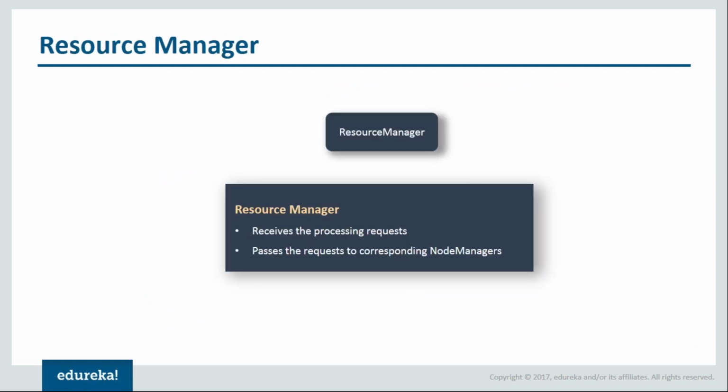This is the master daemon, and it receives the processing request. Whenever a client comes up with a request, he comes to the Resource Manager first, because the Resource Manager manages all the slave nodes or the node managers. So whenever a client wants to process some data, the Resource Manager takes that request and passes the request to the corresponding node managers.